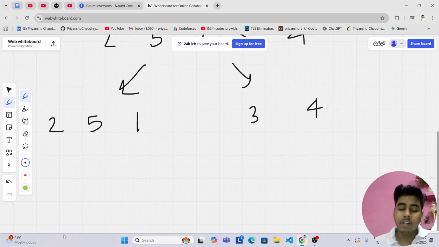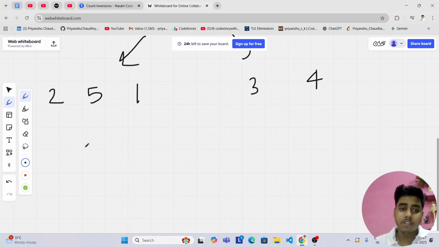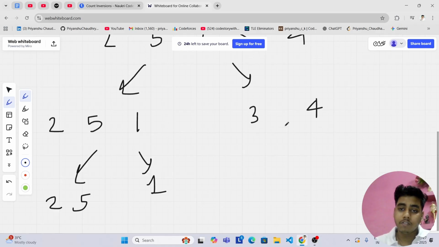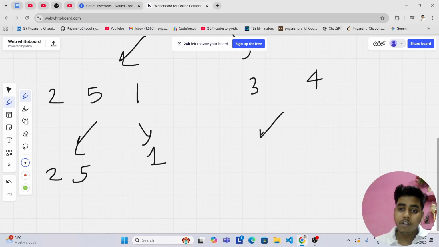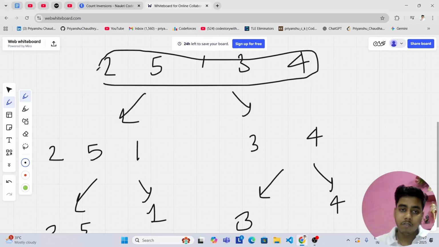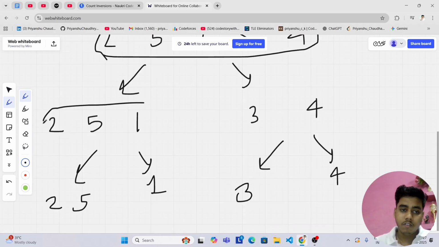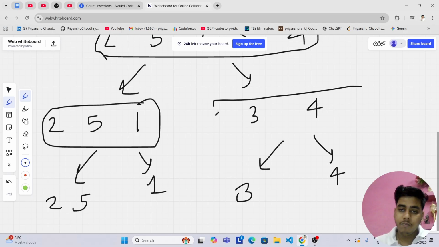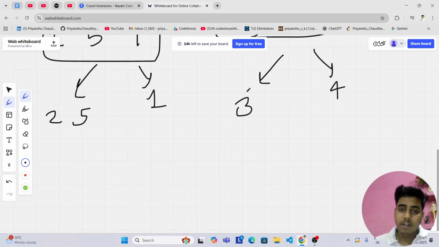This is a divide and conquer algorithm, so we divide the array in two parts. Again 2 5 will be divided in two parts, 2 5 and 1, and this will be divided into 3 and 4. Alright, these are all. Let me draw this also, and we keep it divided until we find only one element.